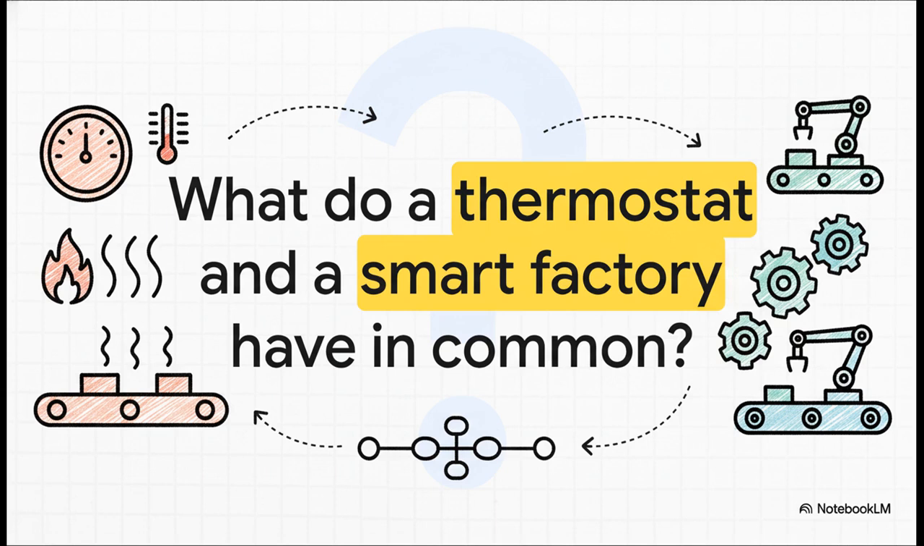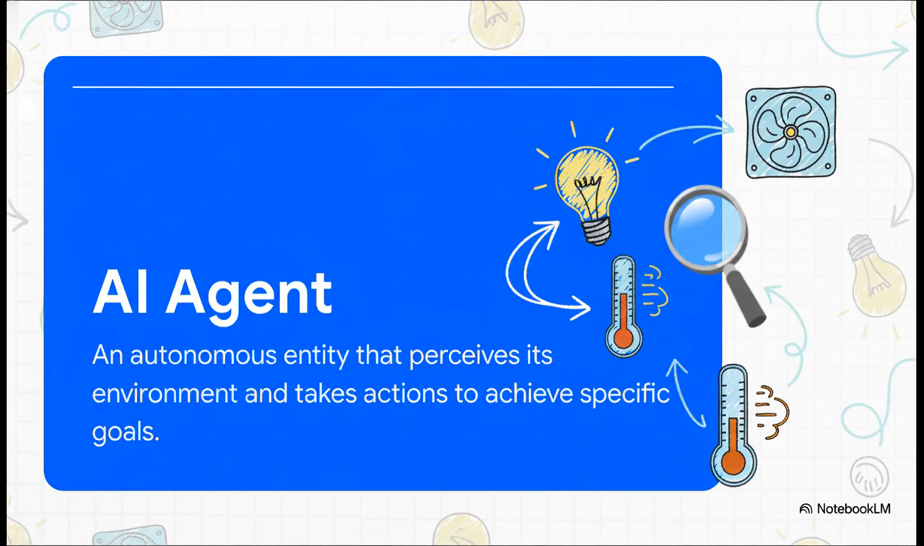What on earth could a simple thermostat possibly have in common with a super advanced, fully automated smart factory? I know, it sounds a little weird, right? But the answer is the key to understanding, well, everything we're about to cover. And the answer is, they both rely on AI agents. At its core, an AI agent is just an entity that can sense its environment, like the temperature in a room, and then take action to hit a specific goal, like making that room comfortable. This idea right here, it's our fundamental building block.